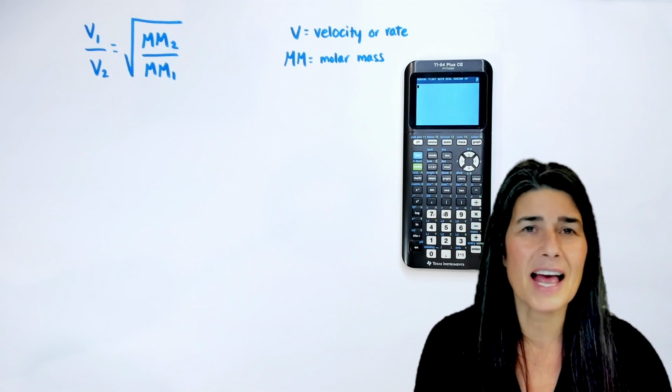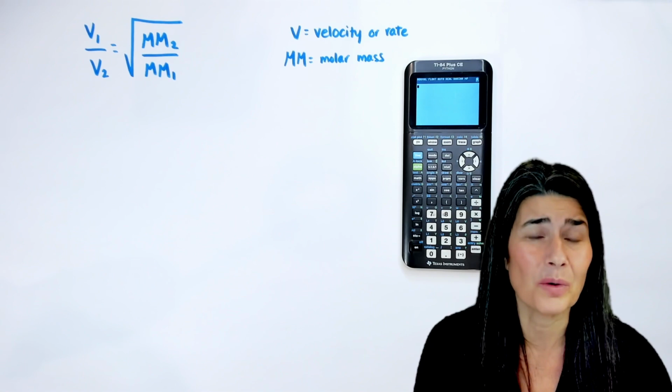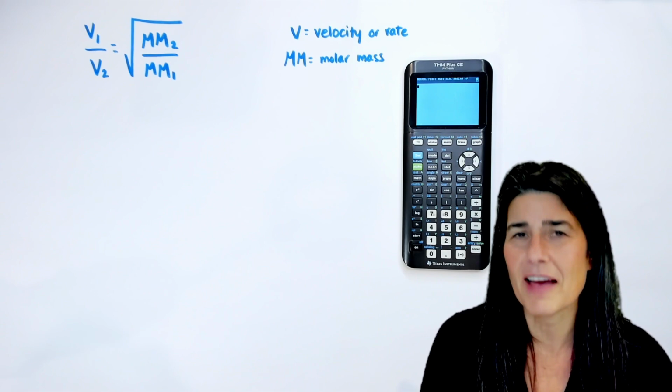If I asked you to compare H2 to O2, H2 has a molar mass of 2. O2 has a molar mass of 32. The H2 will be traveling the fastest. You're going to have to solve problems like that.